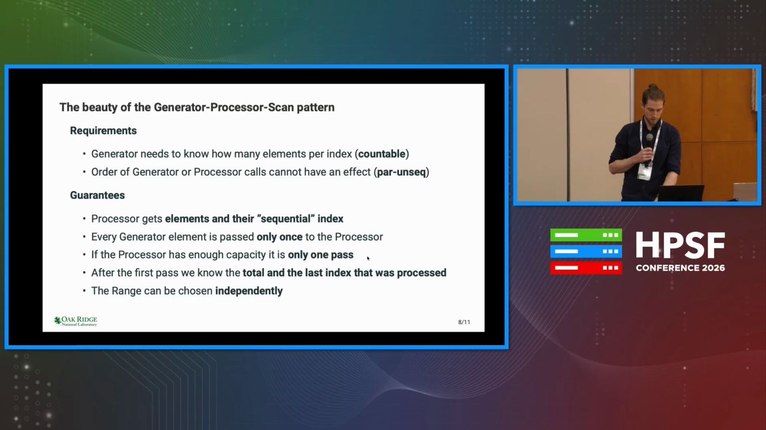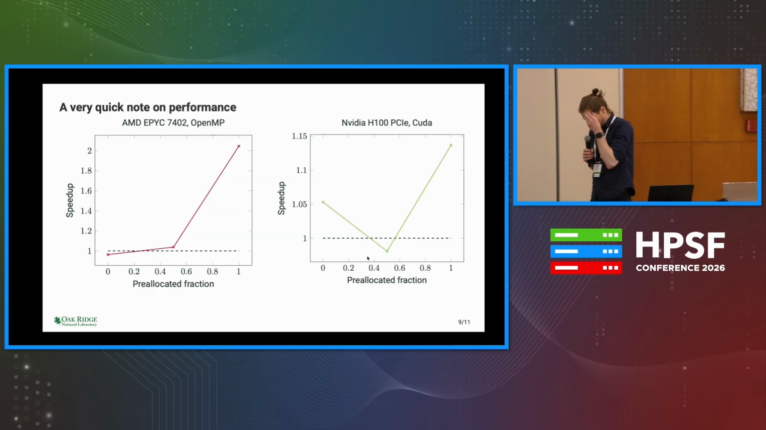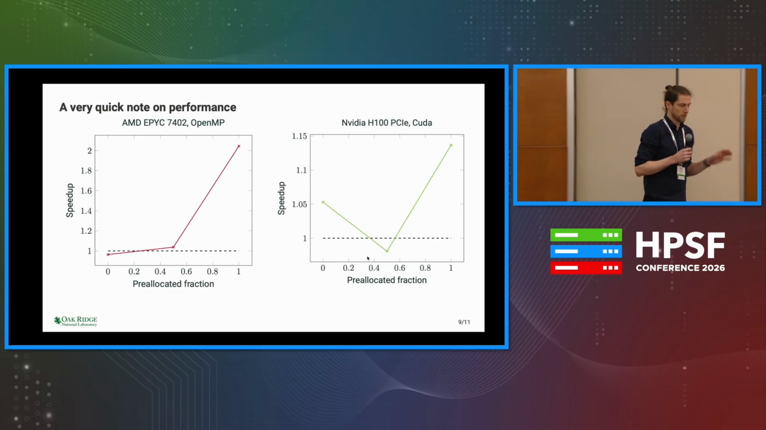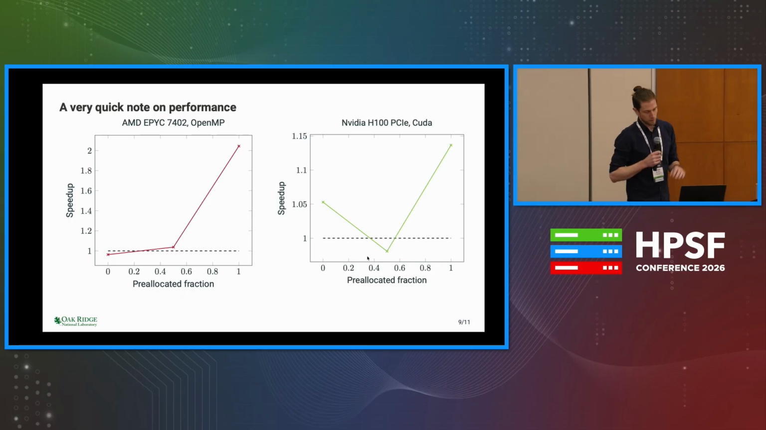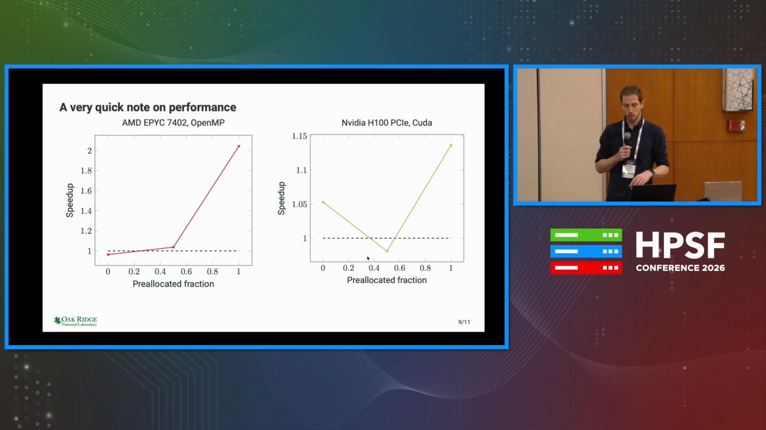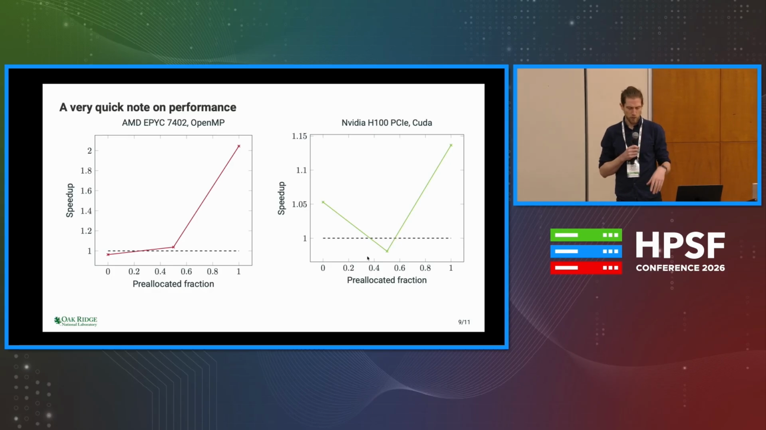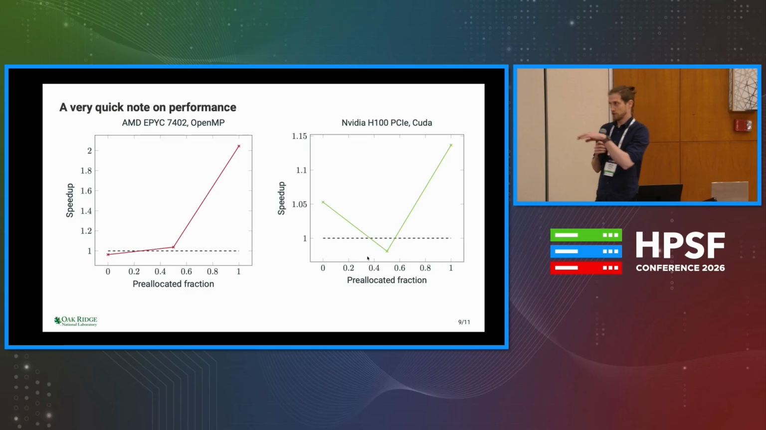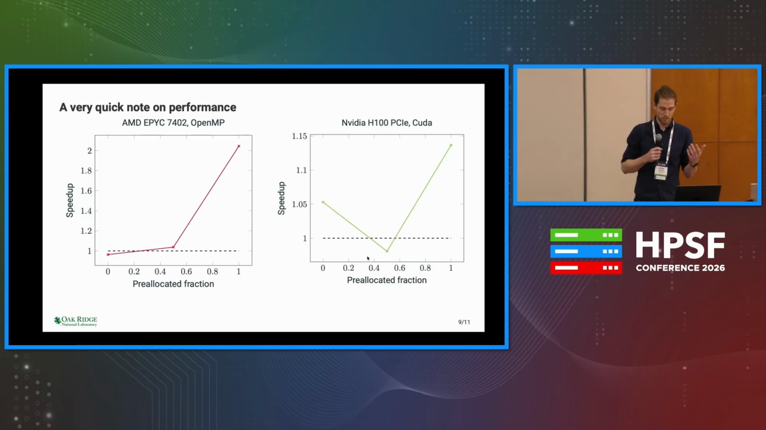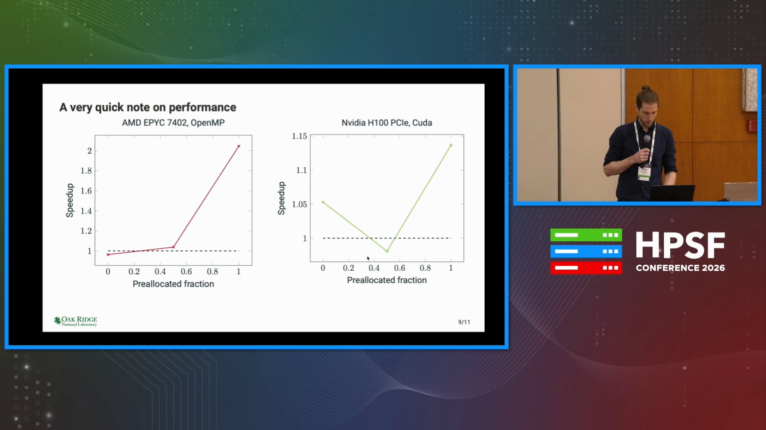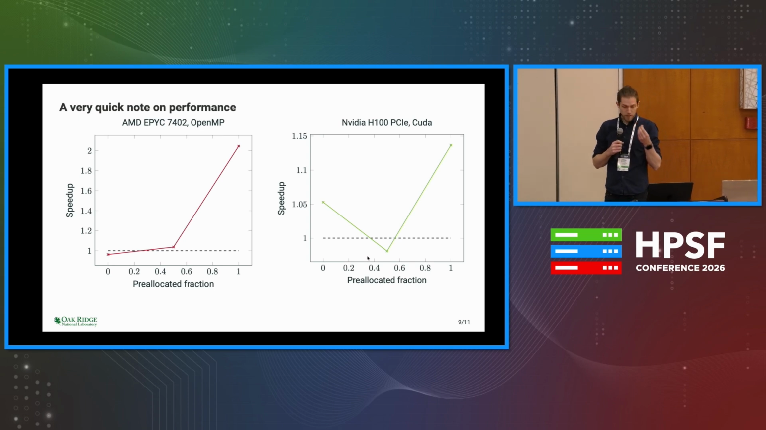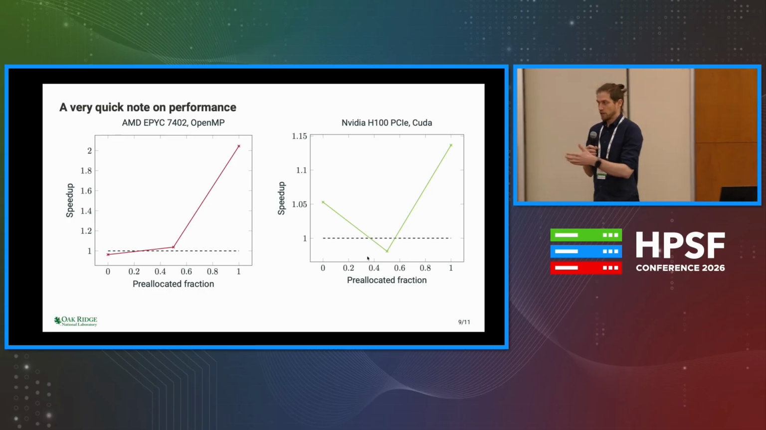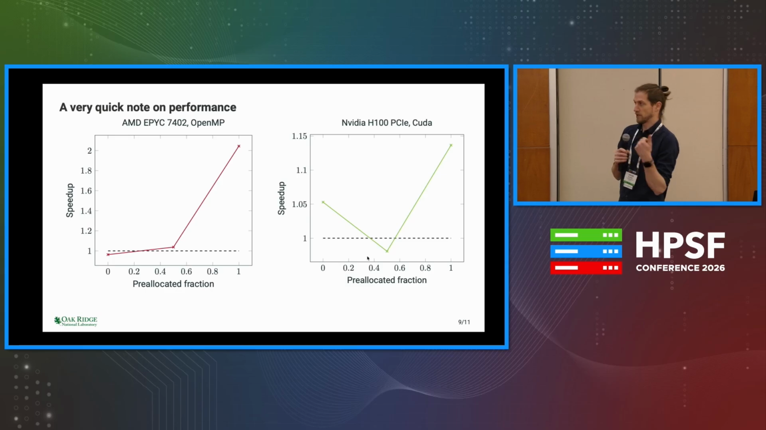That's nice. All right, because it's HPSF, of course, we need to talk about performance. This is just a quick look at performance, but we see two graphs. The red one is for CPUs with OpenMP. The green one is for NVIDIA H100 with CUDA. Both of these were generated with Kokkos, because that's just the easiest way for me to write these things. And you will see the speed up over the fraction of storage that your processor basically has.